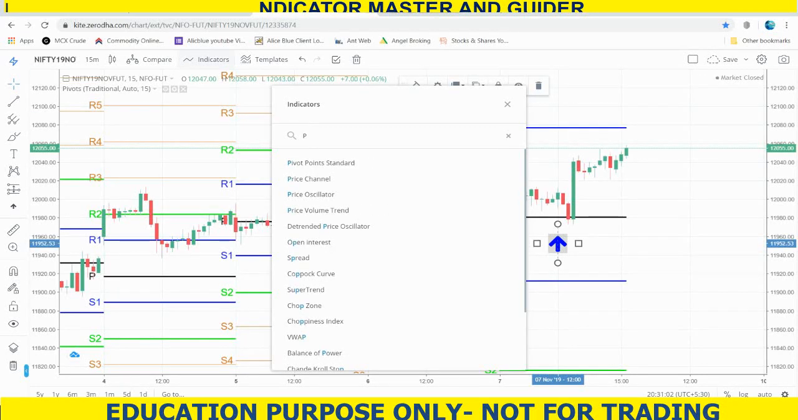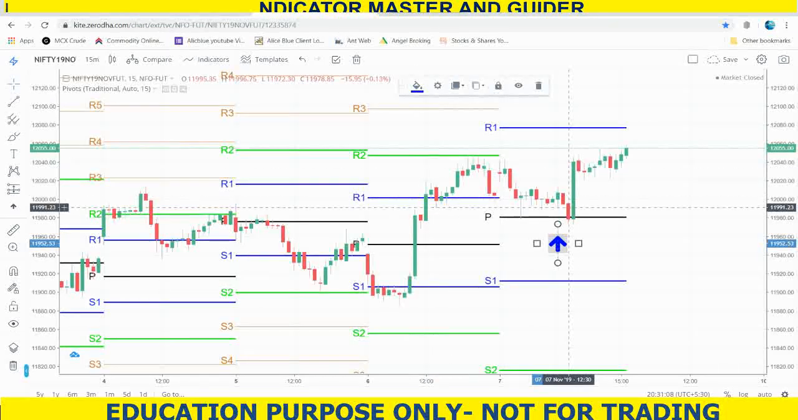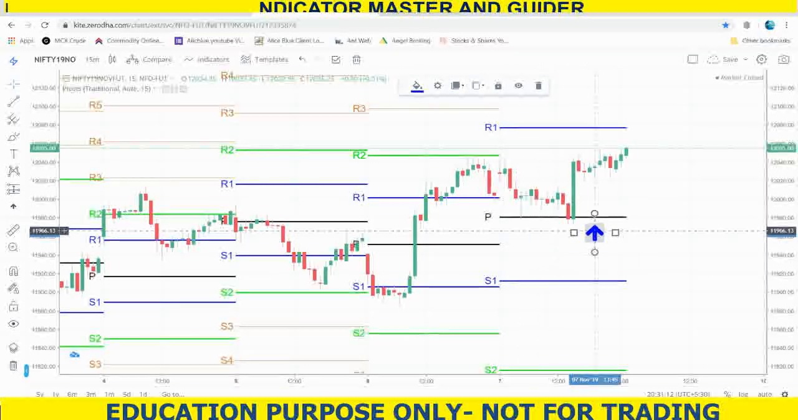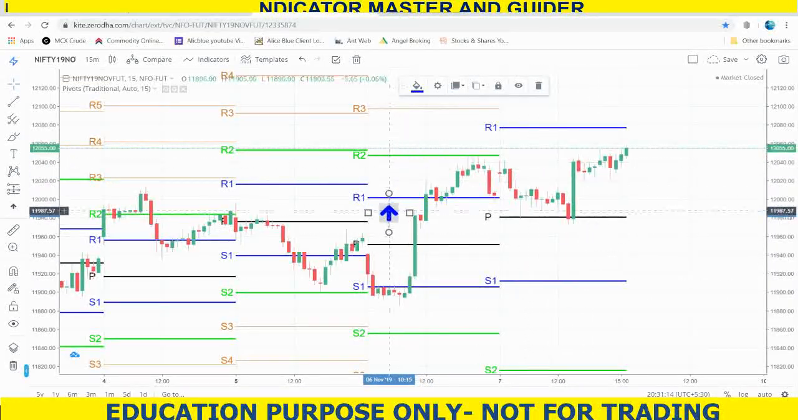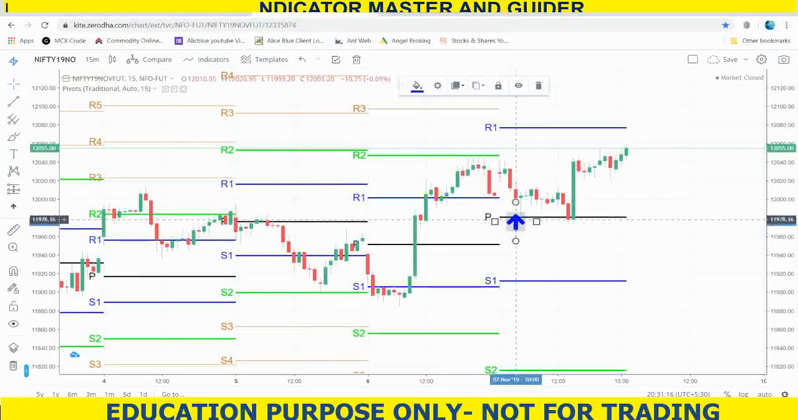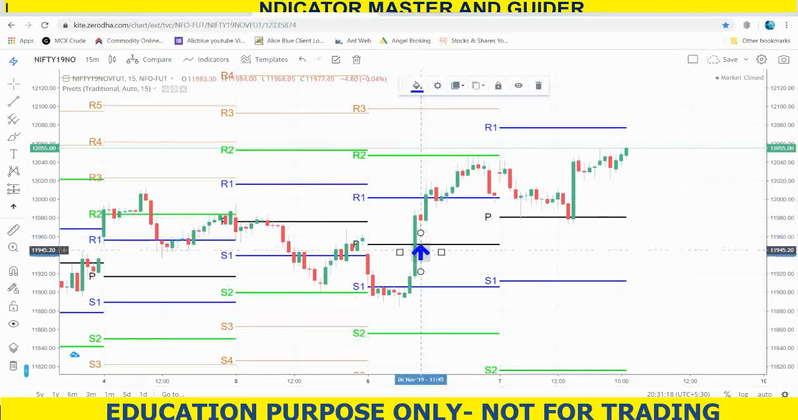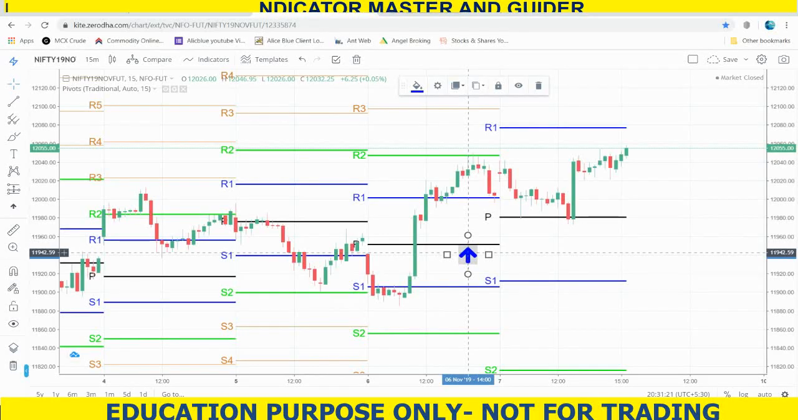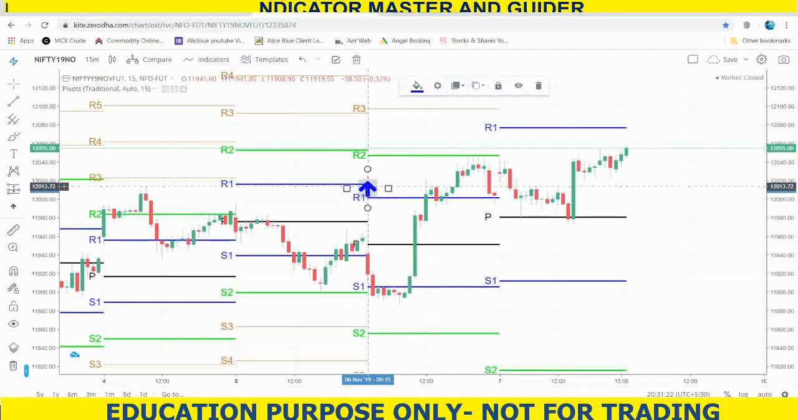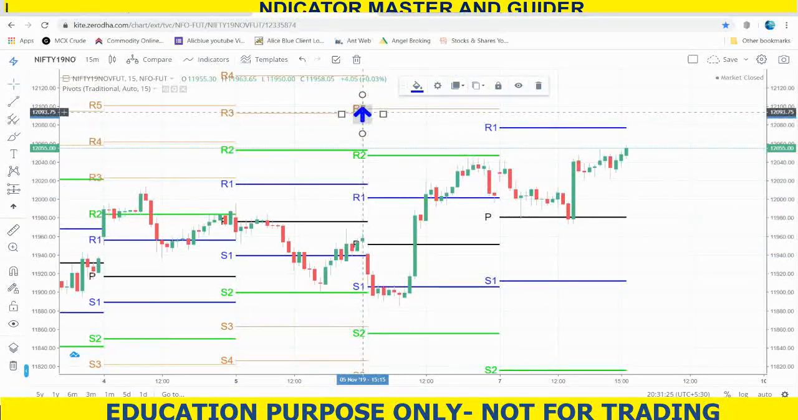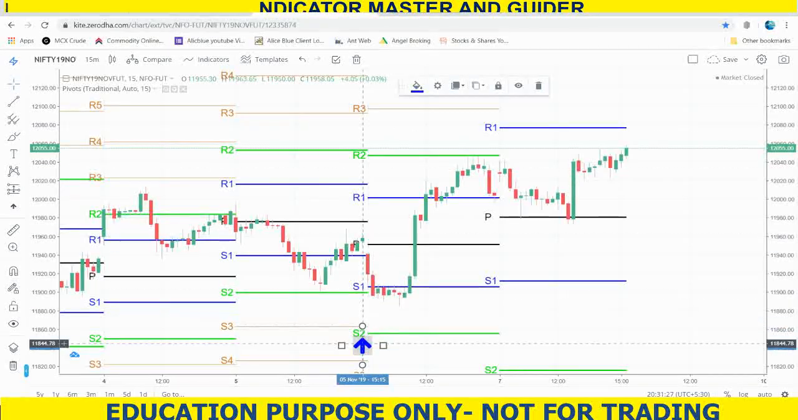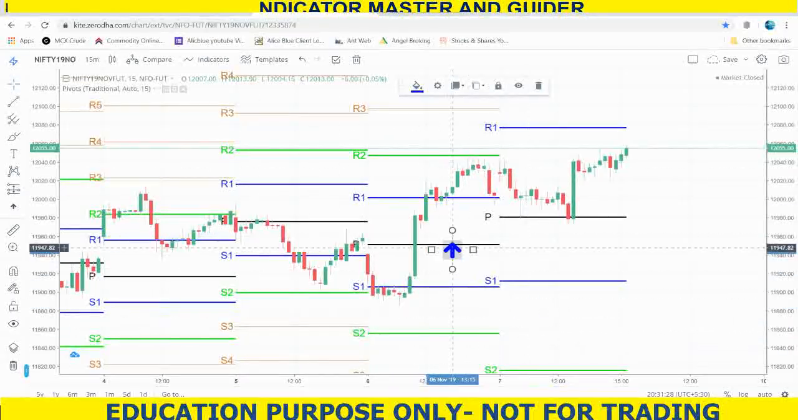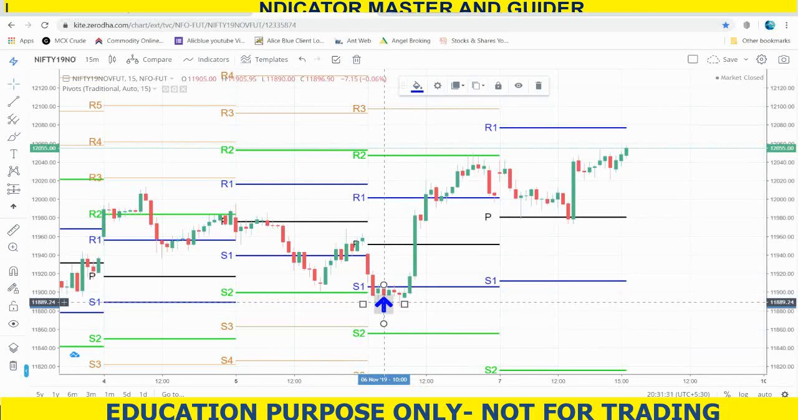Many newcomers will be there, so that's what I'm telling. Where does this pivot point come in, and where do we need to use it? In the trading platform, the pivot point indicator is available. Once selected, these kinds of lines will be formed. This is the P line, the pivot point line. R1 is the resistance, R2 is resistance 2, R3 is resistance 3, then S1, S2, S3. It will get formed that way.